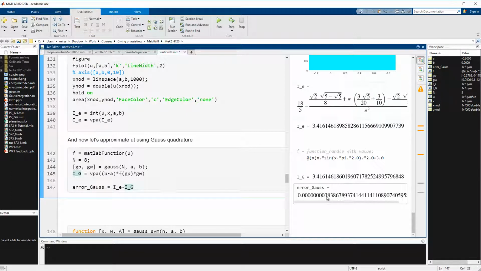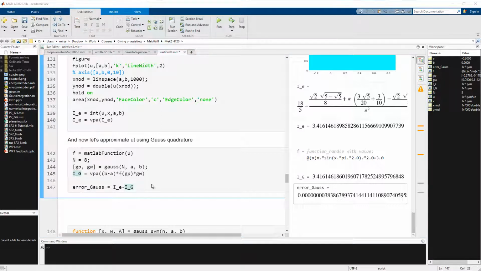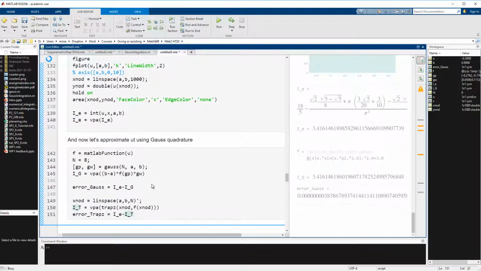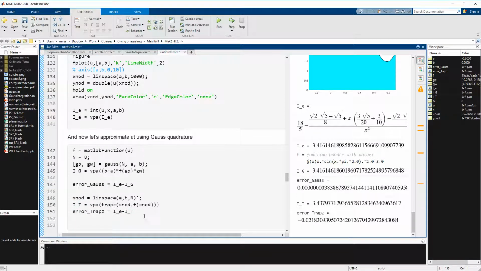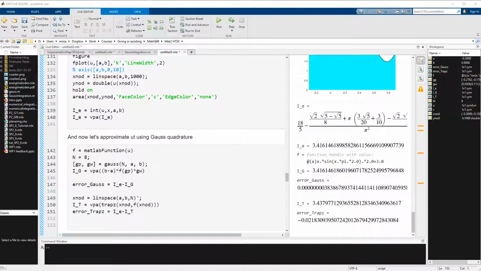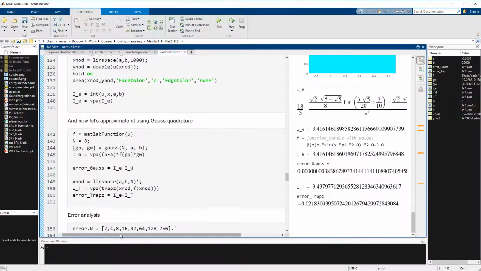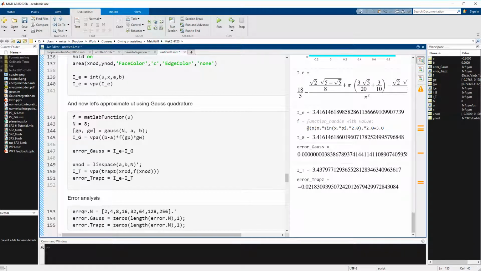All right, this is our error. Quite low. Okay, so compared to what? Well, compared to the trapezoidal rule, which is quite high here. Let's do something called the error analysis. This is sort of similar to the L2 error. So I'm gonna use this fancy notation now.